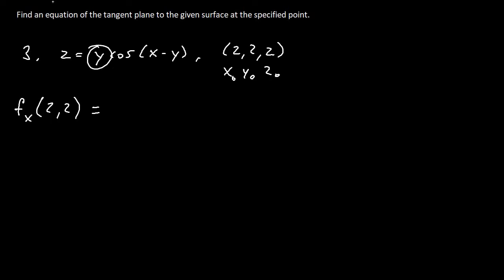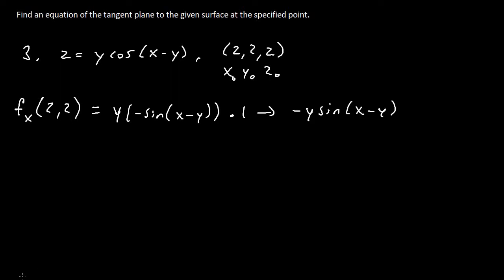So since y is a constant, the derivative of cosine is negative sine, so we have y times negative sine of the inside function, x minus y, times the derivative of that inside function. Since we're deriving x and y is a constant, the derivative of x is 1, and the derivative of negative y is 0, so we can just leave it as it is and multiply by 1. So then we'll get negative y times sine of x minus y.